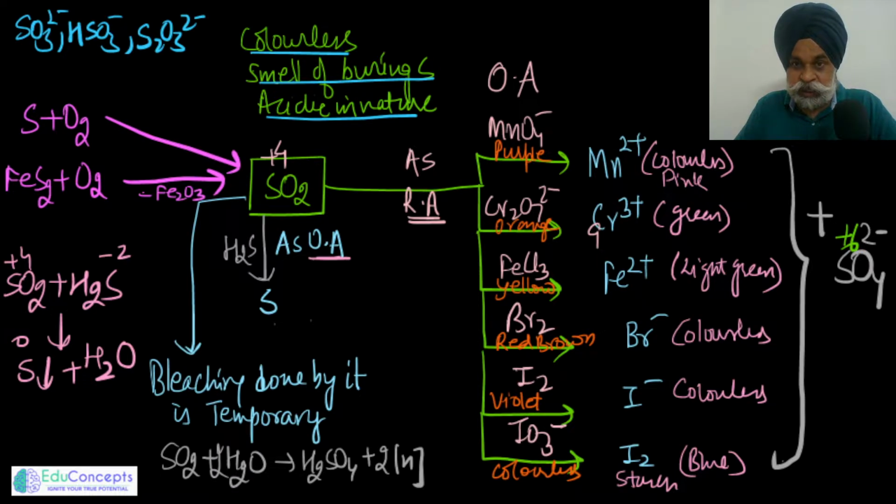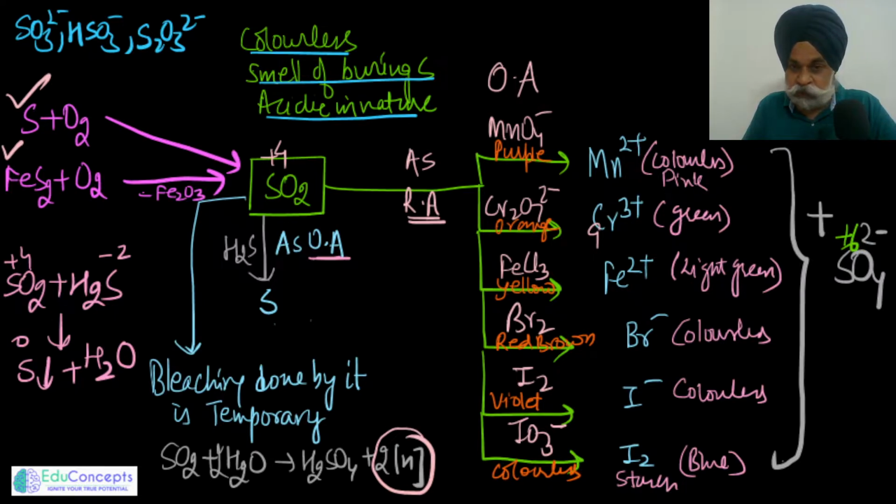And lastly, SO2 shows bleaching action, which is temporary, because of the evolution of nascent hydrogen. When nascent hydrogen gets absorbed onto a particular substance which is to be bleached, the atmospheric oxygen slowly keeps on reacting with it, so the bleaching done is temporary. And these are the two ways by which you can produce SO2, this is one of the two methods of production of SO2.